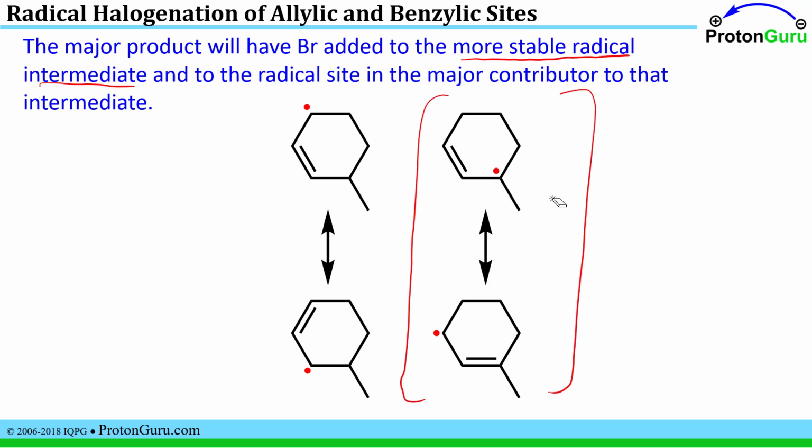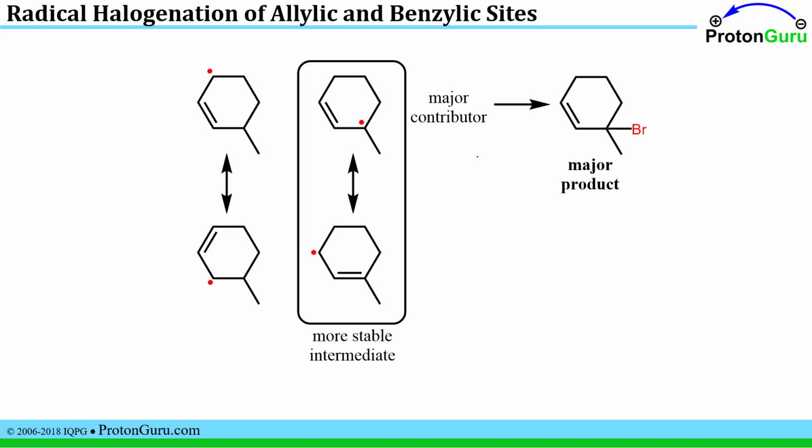But we still haven't finished figuring out what the major product is, because we still have two potential sites where the bromine could add. There are two contributors to this intermediate. Well, the major product comes from the major contributor of this intermediate, which means the one that looks more stable, which would contribute more to the real structure. The tertiary radical is more stable, so the bromine that adds to that site will be the major product. So your major product looks like this.